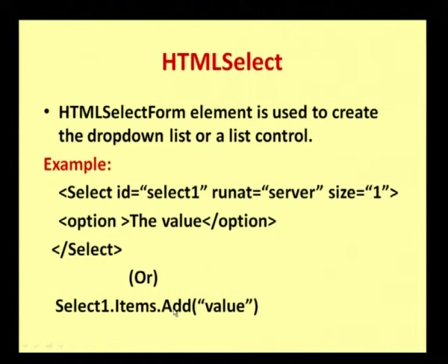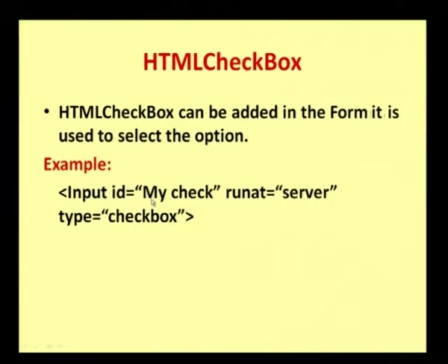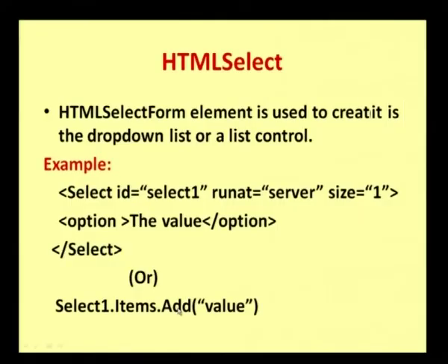And the next type of HTML control is the checkbox. It is used to give options to the user, as with select. For a checkbox we give input id equal to mycheck, which is the name of the checkbox, and as usual runat equal to server. It should specify it is an ASP.NET control, and type equal to checkbox. By default we can also set whether the checkbox is selected or not by using the keyword checked.